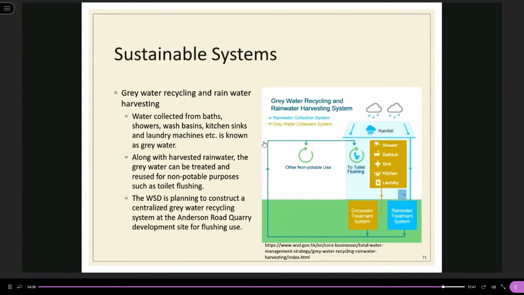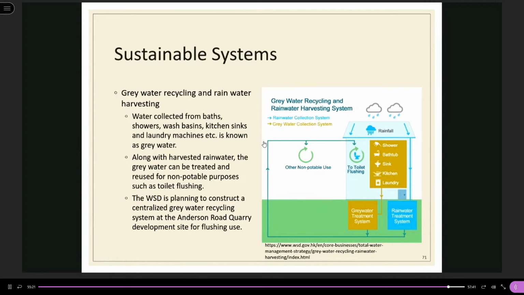Grey water recycling and rainwater harvesting. So grey water includes the water from the bath, from the shower, wash basin, the kitchen sinks, or the laundry machines. So these are wastewater, but not too dirty, unlike the water from the toilets. So they are called grey water. So we may collect this water along with the rainwater. They can be treated, they can be sterilized, and then reused for non-potable purposes, like for toilet flushing, for irrigation, so that we can reduce the burden on the freshwater system.